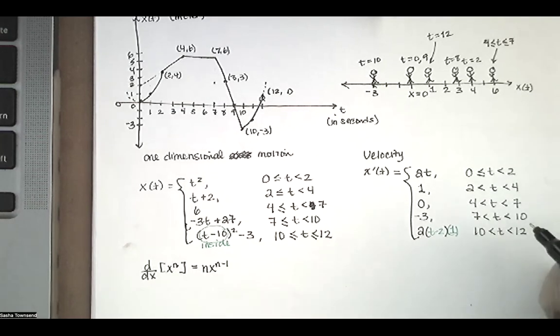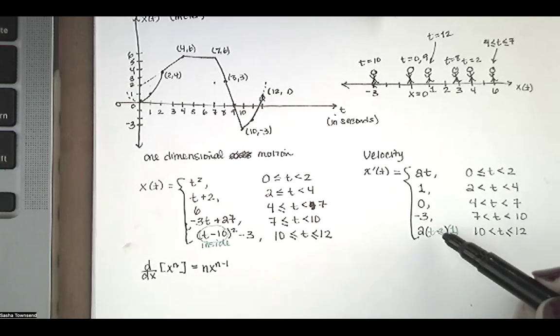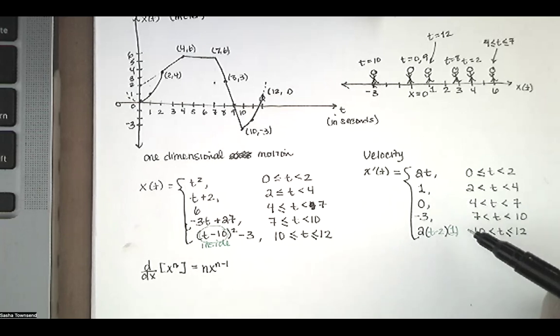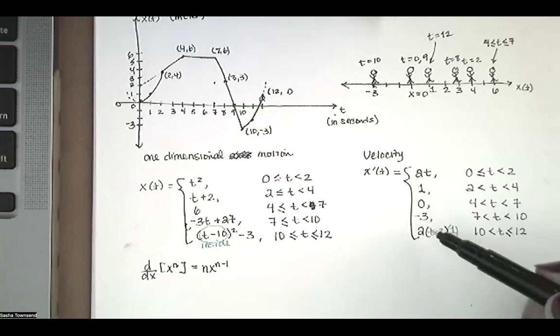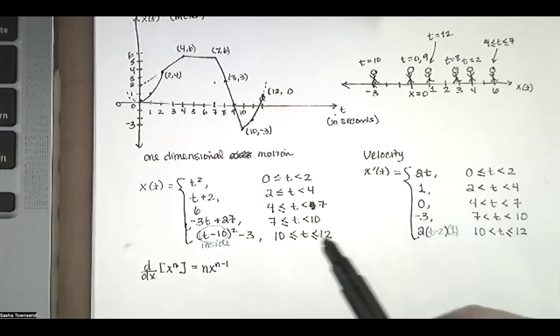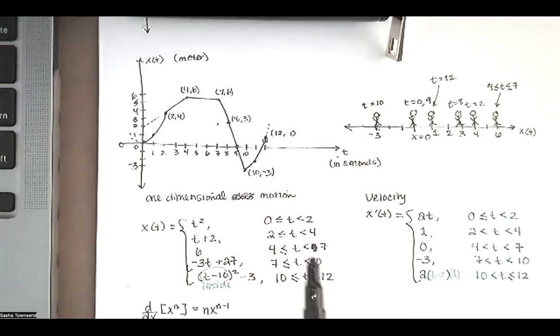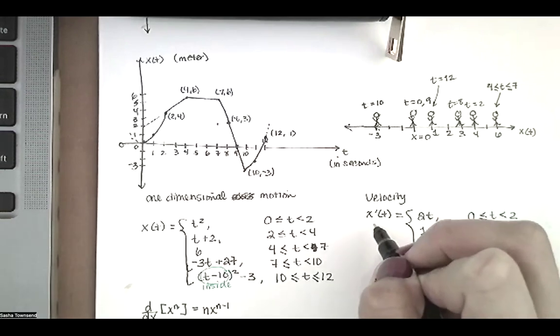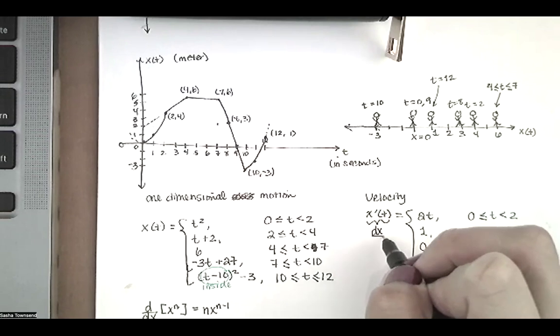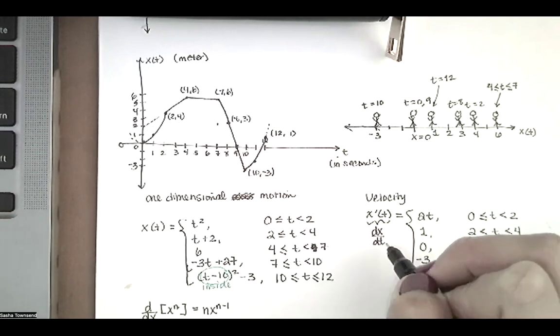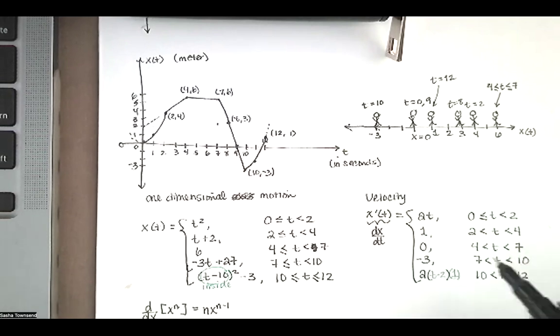And we will include that endpoint because the slope is well defined at t equals 12. At t equals 12, the slope is just 12 minus 10, which is 2, times 2. So it's going to be 20. It's going to be a slope of 20. And if x is in meters and t is in seconds, our slope, which can also be written as dx/dt, is the change in meters per unit time, so it's given in meters per second.